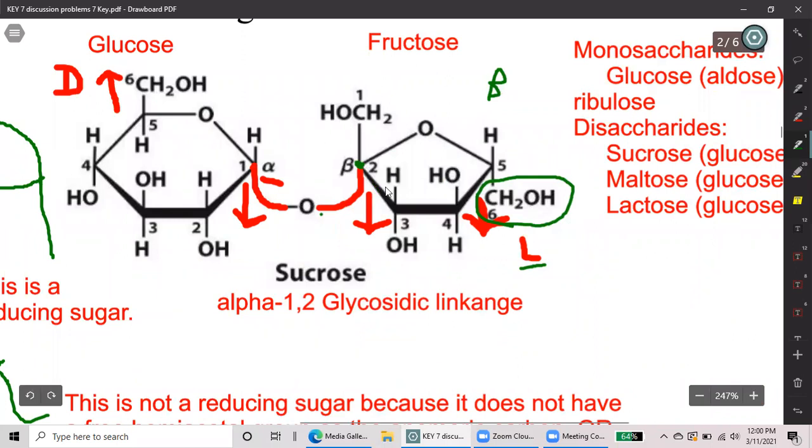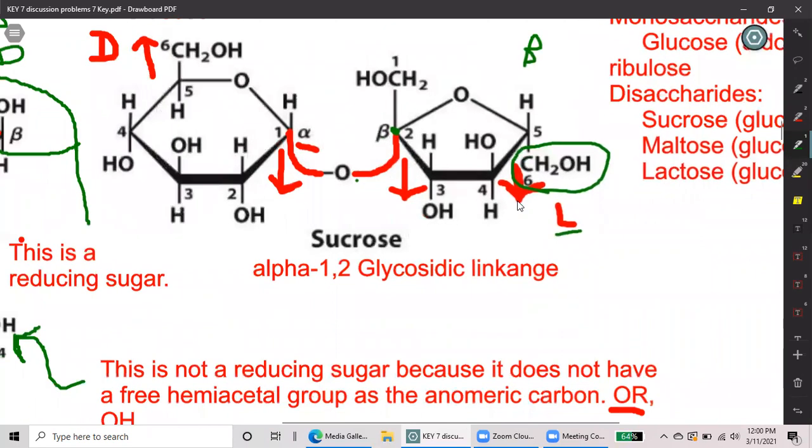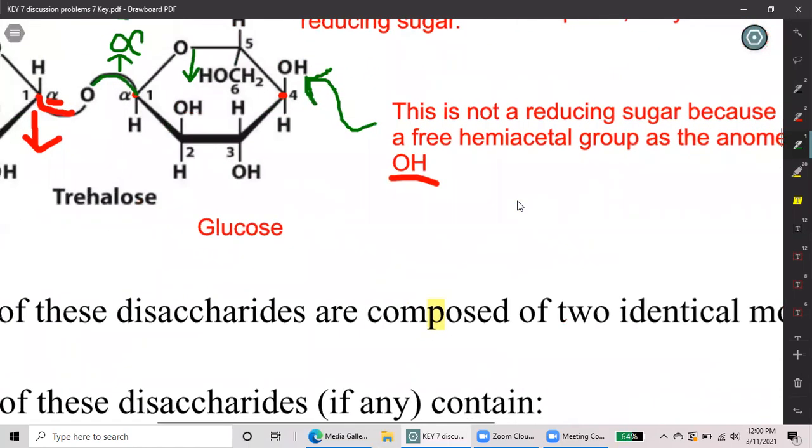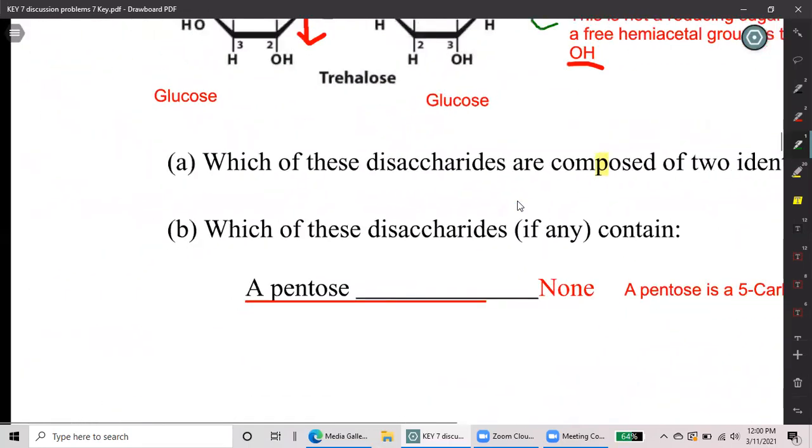The ring structure is smaller. There's only 4 carbons inside the ring, but they're not asking you how many carbons are inside the ring. They're asking you about a pentose sugar. That would mean that there's 5 carbons overall. But in this whole sugar molecule, there's 6 carbons overall. This is why it's really important to have your definitions really, really sharp.